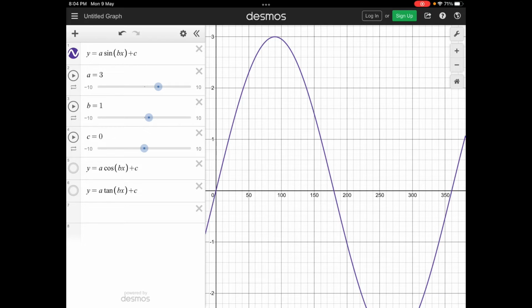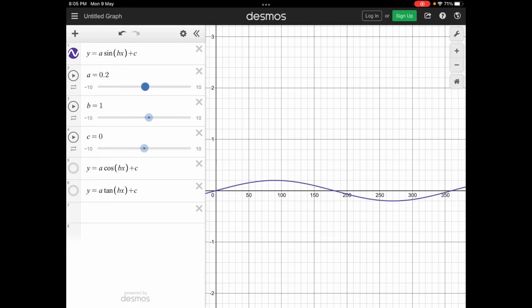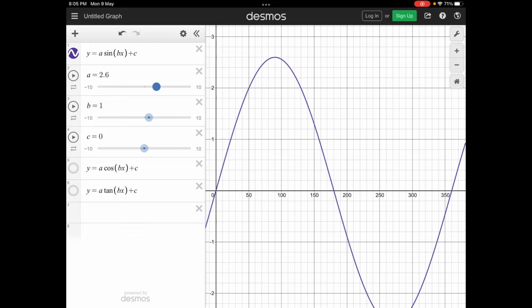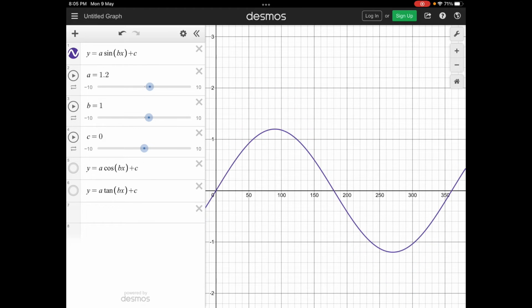So as I increase the value, the height of the minimum and maximum points are increasing, and obviously as I lessen this value, it is decreasing, right? So in trigonometry, the a actually stands for amplitude. So this is the amplitude of a sinusoidal wave. As you increase it, you increase the height and the minimum point as well. All right, let's look at the next value.